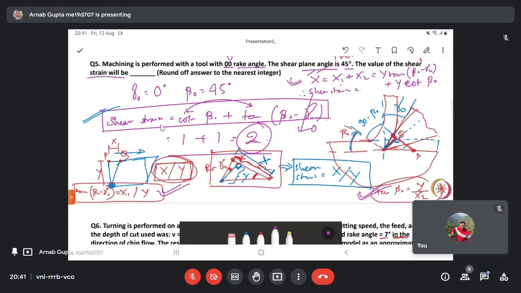Shear strain will be x by y. So this y and this y will get cancelled out, and you will be left with this particular equation: tan beta naught minus gamma naught plus cot beta naught. Okay, so this is the derivation. I skipped how this particular angle comes out to be beta naught minus gamma naught. You just try it out by yourself.